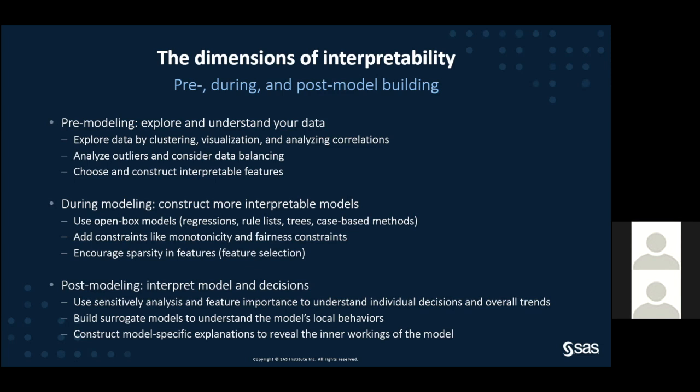During the modeling, we could construct more interpretable models, whether by using open box models like we mentioned, regressions, rule lists, and trees, or by adding constraints like monotonicity and fairness constraints, or encouraging sparsity in features using feature selection. Because when you use fewer variables in your model, you're going to have an easier time ruling out what is affecting the result. And after modeling, we can also use post-modeling interpretability methods to help us understand further why a specific prediction is made, or what the overall model behavior is.